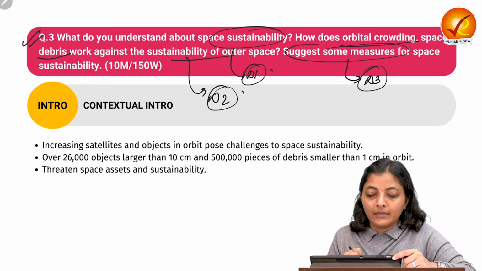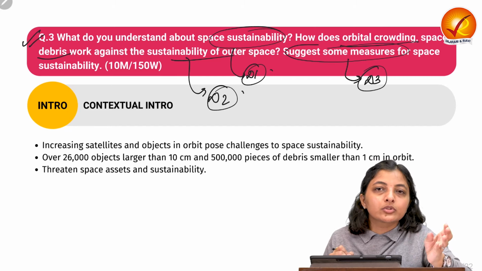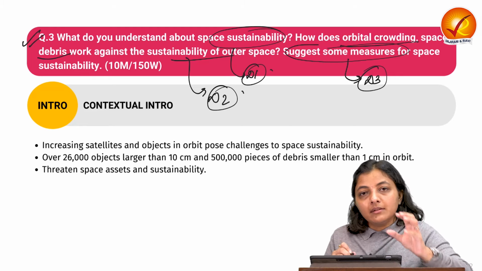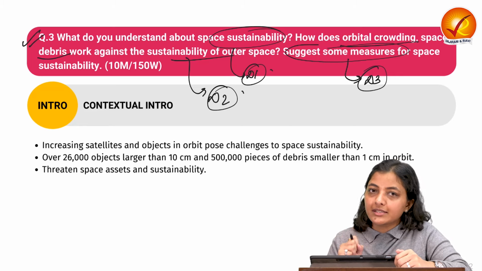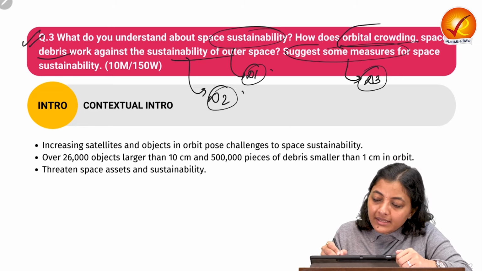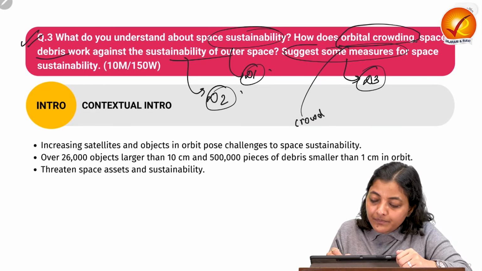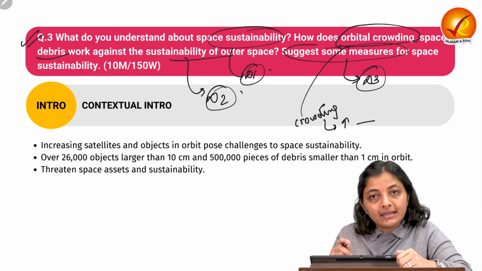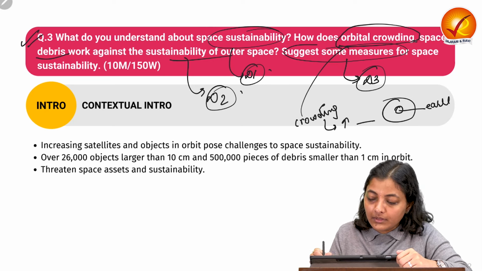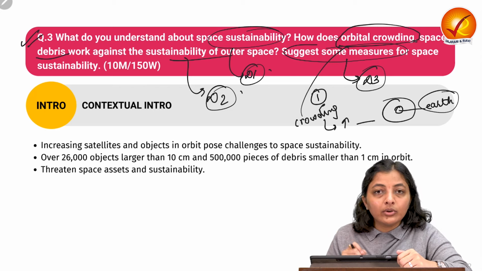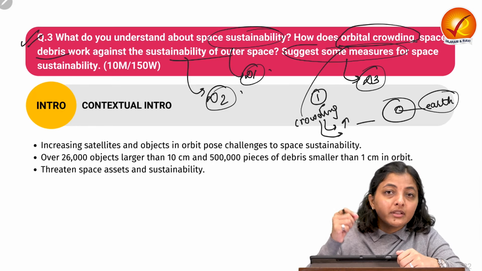This is demand 3. Space sustainability, as the word itself says, is the sustainable use of space. It means we need to make sure that future generations can also use space resources. Then the second thing is orbital crowding. It means we are increasing the satellites, spacecraft and space objects in the orbit revolving around the earth. Orbital crowding means we are crowding the orbit with space objects.